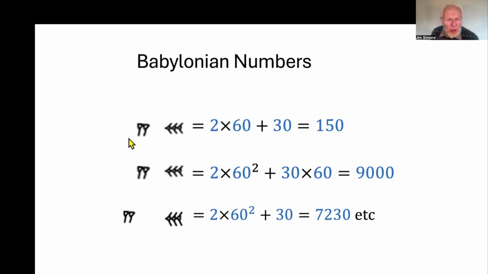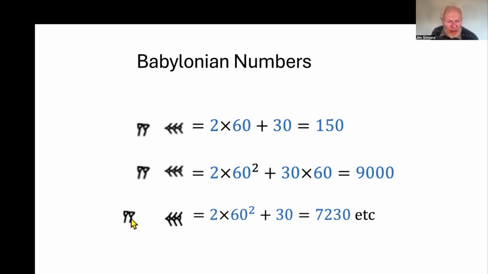So let's see how this works. It's a positional system. So this is 2 and this is 30. So this, on the face of it, means two lots of 60 plus 30, which is what we call 150. But they didn't have a zero even at the end of numbers. So this could also mean two lots of 60 squared plus 30 lots of 60 and silently no ones. So that's what we'd call 9,000.